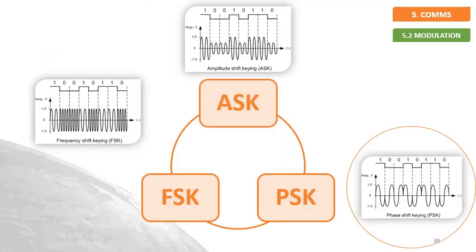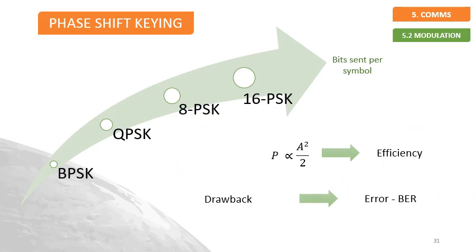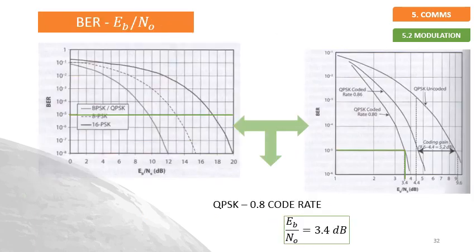From the modulation possibilities, we will choose phase shift keying. We can send a different number of bits per symbol. This increases the efficiency, but also increases the bit error rate. With the maximum bit error rate, we choose that the best option is to use a QPSK with 80% code rate, which gives an energy-to-noise ratio of 3.4 decibels.